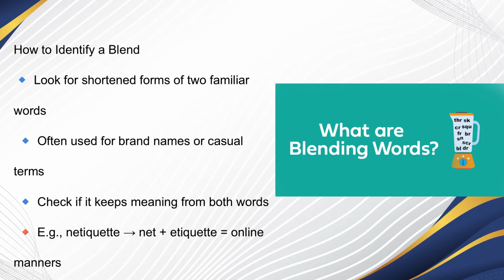How to identify a blend. Let's learn how to identify a blended word in English. Look for shortened parts of two familiar words. Check if the meaning combines elements from both originals. They are often used in casual speech or brand names. For example, netiquette combines net and etiquette.